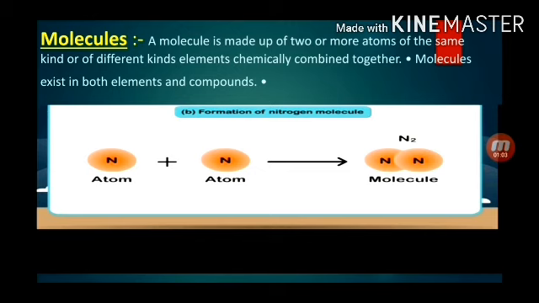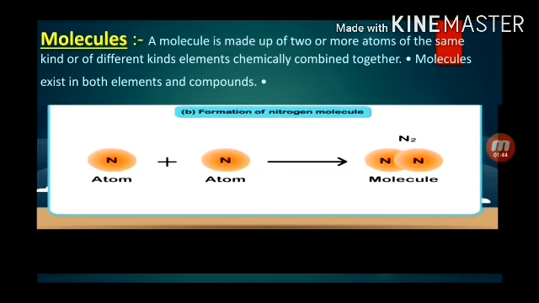What is a molecule? Already we have discussed. Molecule means when two or more atoms, it may be of the same element or of different elements, combine. When atoms of the same element combine to form a molecule, it is called only a molecule. But when atoms of different elements combine, it may be called a compound or a molecule. It can be said both.